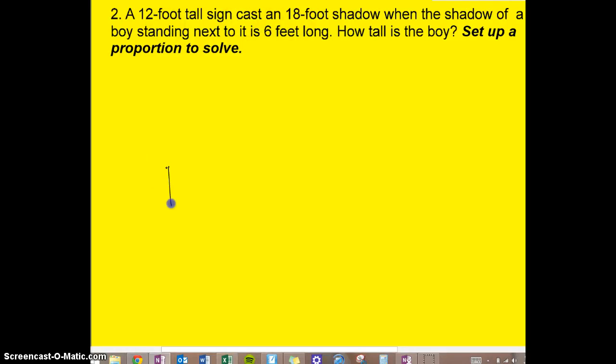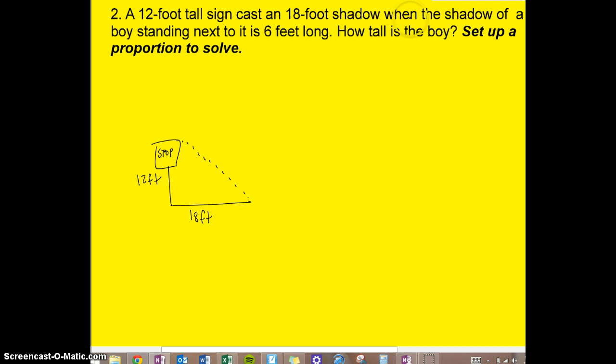So here goes my drawing again. We'll call this a stop sign, even though that's not the right shape. We'll change it a little bit. All right, whatever. Here we go. Stop sign. There it is. 12-foot tall sign. Cast an 18-foot shadow. Where does the shadow go? It goes on the ground, 18 feet. Then we'll draw a little triangle here from the top of the sign.